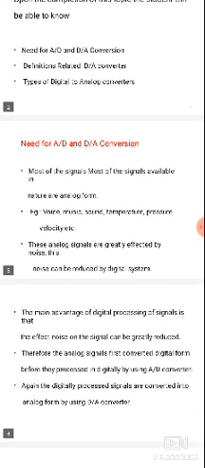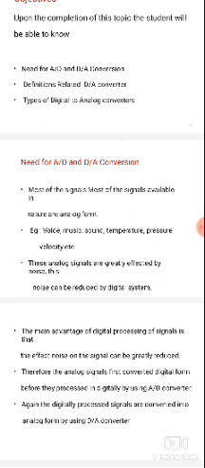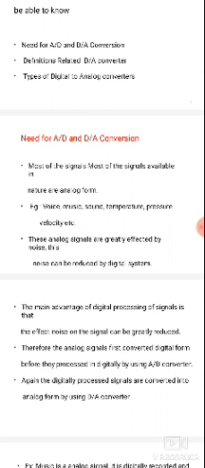Then the next topics in our subject are A to D and D to A conversions. A to D stands for analog to digital, and D to A stands for digital to analog conversion. Why are we converting analog to digital or digital to analog? Next, some of the definitions related to the digital to analog converter. And the last topic in our class is types of digital to analog converter. First, today's topic is the need for analog to digital and digital to analog conversion.